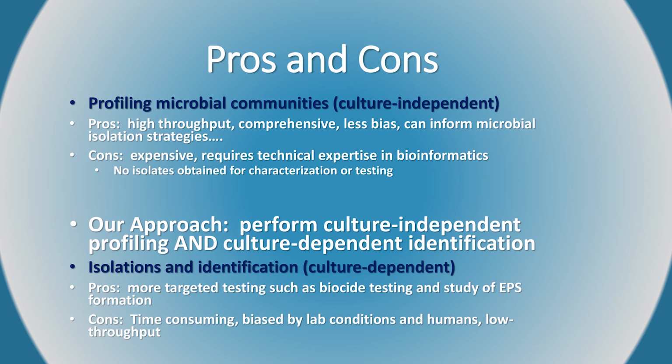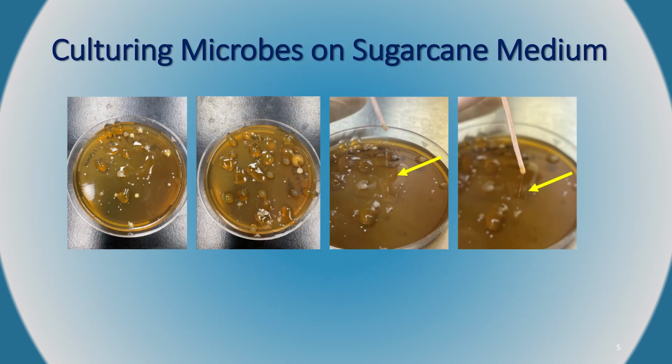It's also biased by humans picking the colonies off the plates and which ones look interesting to us. And it's just very low throughput and time-consuming, and the agar plates just seem to exponentially grow in the lab with stacks and stacks, and so we can get out of hand pretty easily. So we try to manage these things, but it's quite a bit of work.